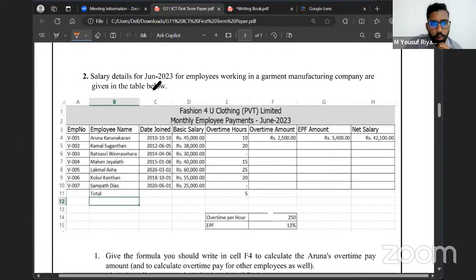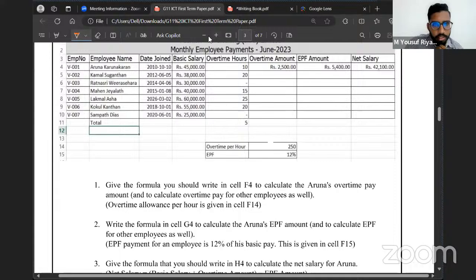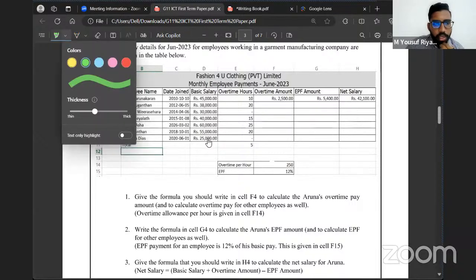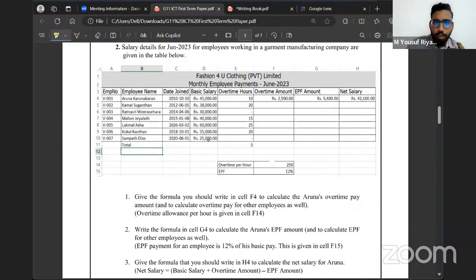Salary details for June 2023 for employees working in a garment manufacturing company are given below. Fine. Give the formula you should write inside cell F4. Always when you're doing these spreadsheet questions, it's better if you can use a highlighter or a pencil, so it's easy for you to know exactly what cell they're talking about. Give the formula you should write in cell F4. So F4 is going to be somewhere here.